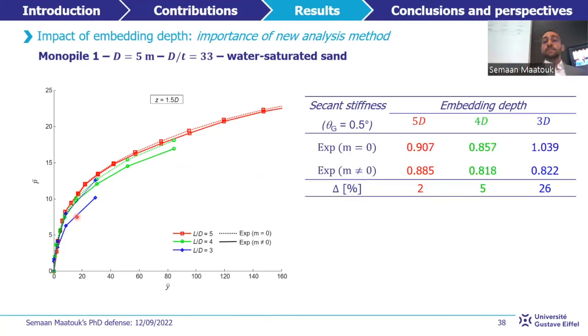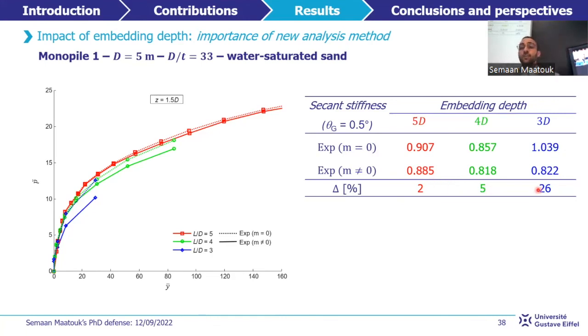This table summarizes the quantification of the secant stiffnesses at theta g equal to 0.5 degree for both experimental methods. The secant stiffness for the case where m equal to 0 is 2, 5, and 26% greater than for the case of m different to 0, for L equal to 5D, 4D, and 3D respectively.